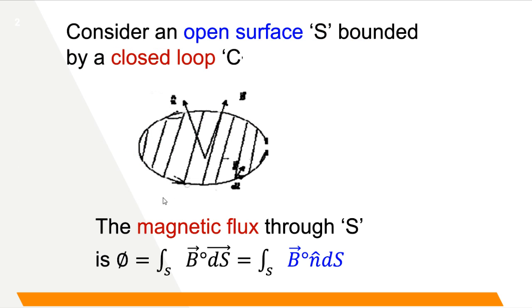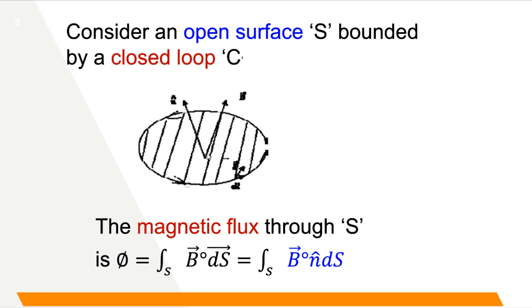Now this is an idea. Consider this open surface, bounded by a closed loop. This is the closed loop, and this is the open surface. Here what we are observing is the magnetic flux through this particular surface, and the EMF induced is represented at this particular point. This is the magnetic field crossing through the surface, and this is the unit normal at this particular point.